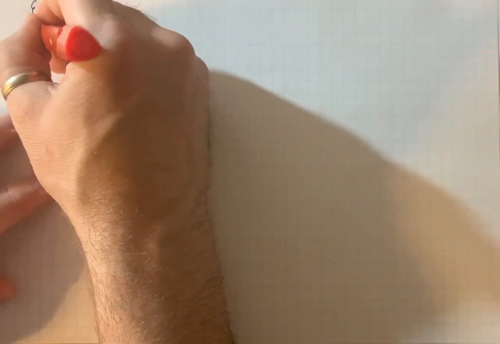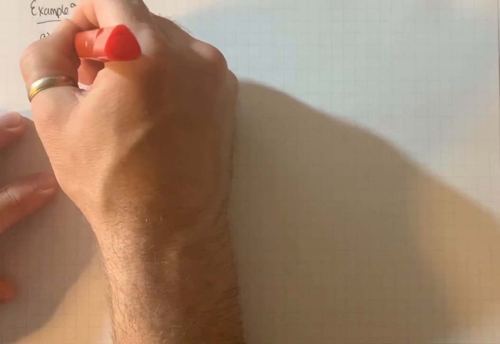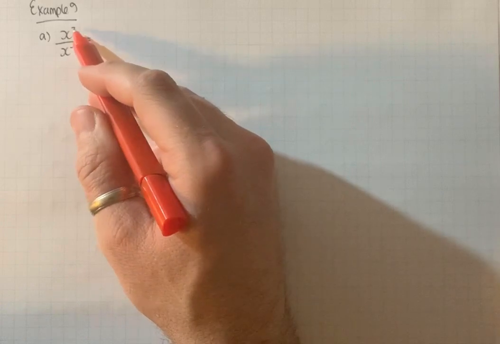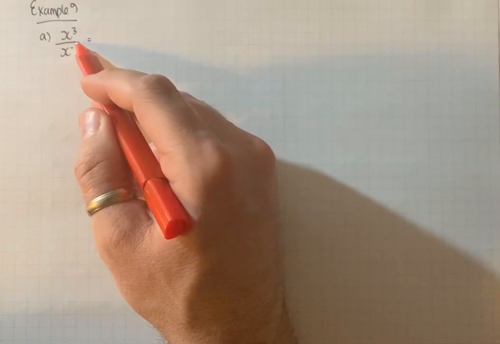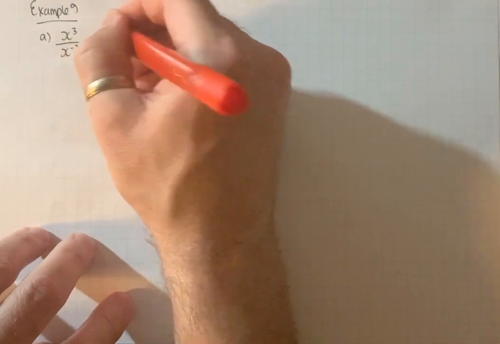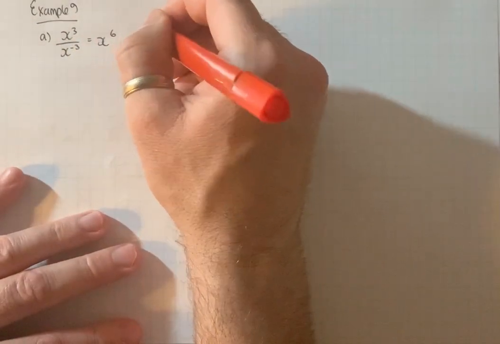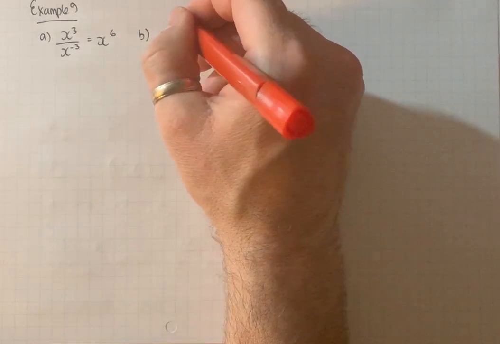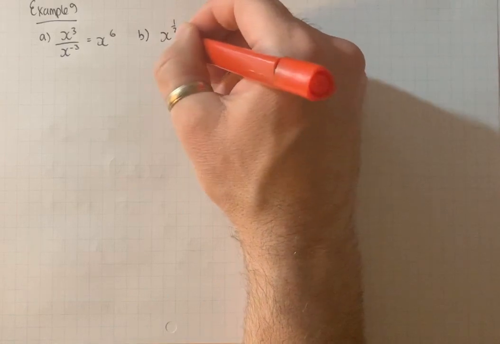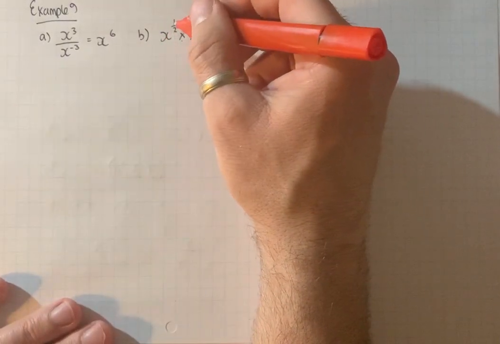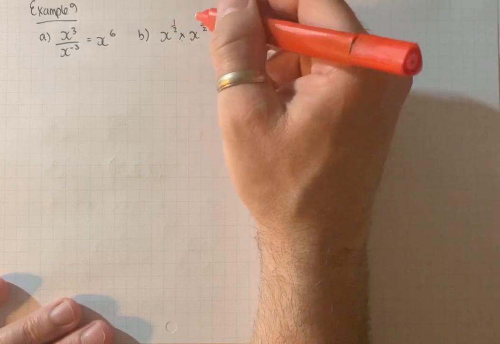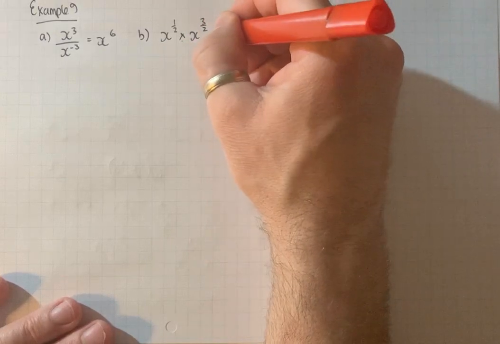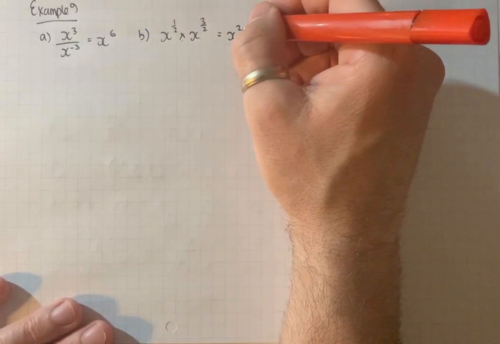We've got a, x cubed divided by x to the minus 3. Well, going back to the division rule, when you've got the same base, you subtract the powers. 3 minus minus 3 is 6. b, x to the half times x to the 3 over 2. We're using the multiplication rule. When you're at the same base, you add the powers when they're being multiplied. So half plus 3 over 2, 1 half plus 3 halves is 4 halves. 4 divided by 2 is 2. x squared.